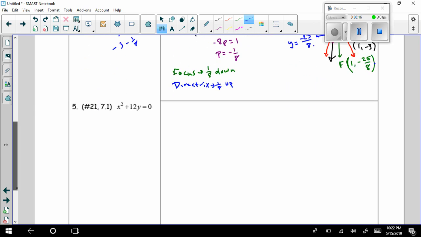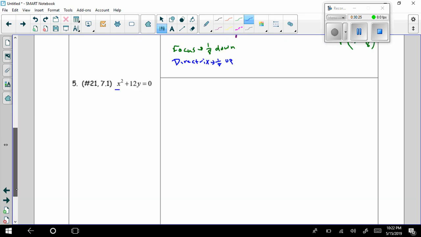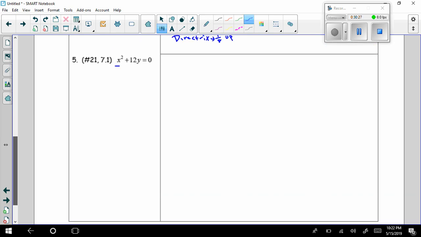Okay. And then this last one, same thing. We need to isolate x, so that's where you start. So go ahead and try this one on your own. Keep in mind if there's no h or k, then your vertex follows a specific pattern. You should be able to find that point.